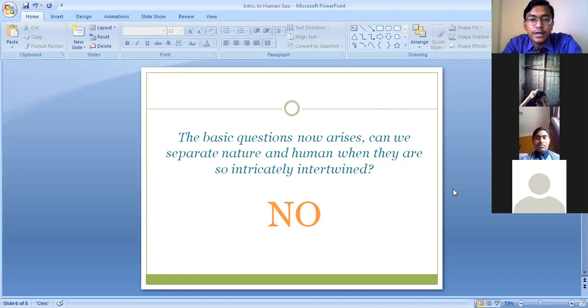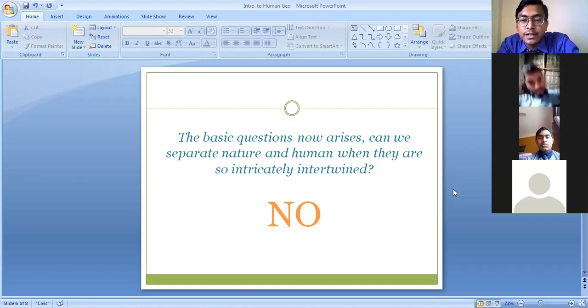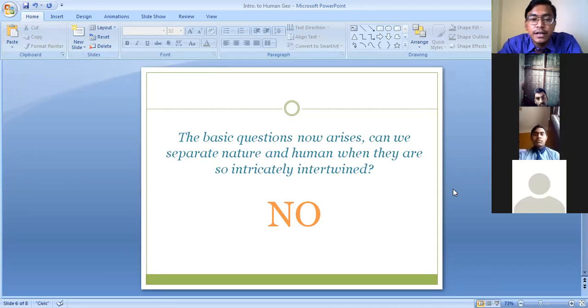So the basic question now arises, can we separate nature and human when they are so intricately intertwined? The answer is no. The nature and the human beings cannot be separated because they are very closely related. Nature and human beings are dependent on each other. From the very ancient time when human beings were not so developed socially and economically, they were totally dependent on the nature for their food, shelter. And at present also, we are technologically so advanced, but still we are dependent on the nature for the raw materials.